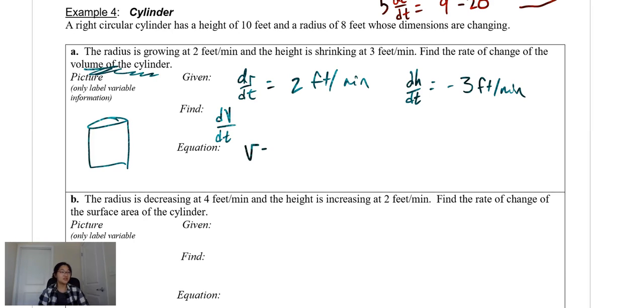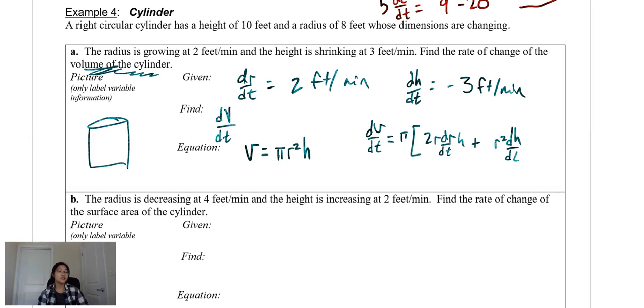So the volume of a cylinder is, what is it? Pi r squared h. So dV/dt is going to be product rule with this, pi times, because that's a scalar, right? Times 2r dr/dt h, because that's the derivative of r squared, plus r squared dh/dt. Plug in what you know, figure it out. So what do you get?